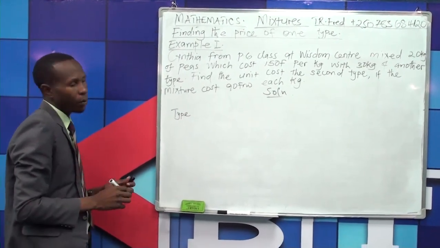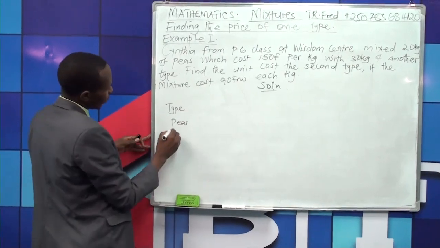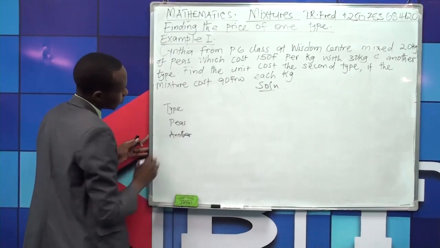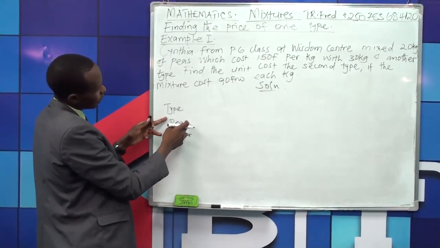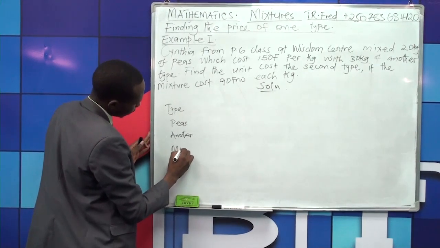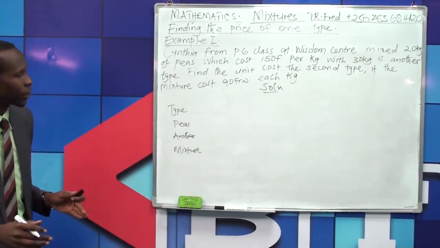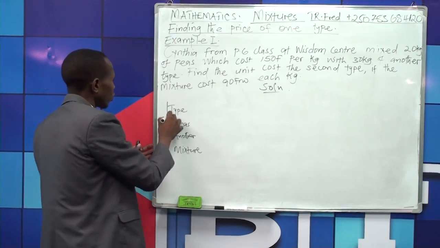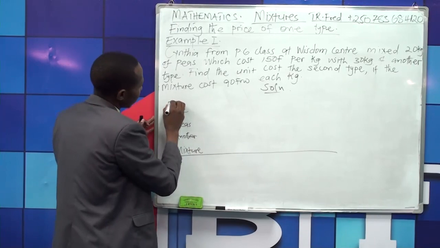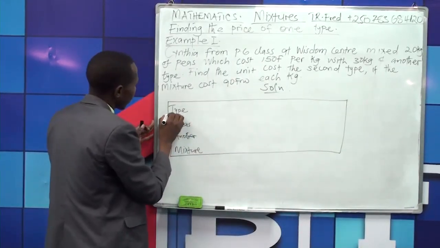When we come to the type, we have peas. Then they said we have another type. That is the second type now. Then when you get the peas which were given plus the second type, we shall come out with a mixture. This is how the table is going to be arranged. From there, I'll use my ruler and draw this. You who are outside there, you are supposed to use a ruler. Don't use free hand.